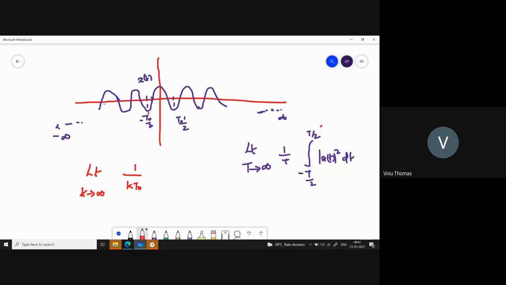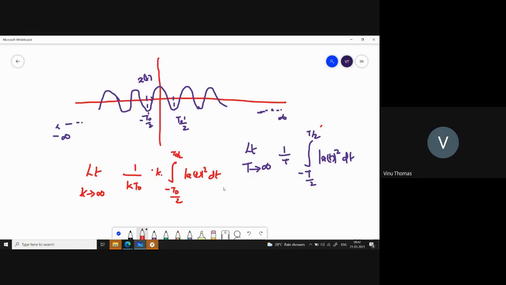So you are essentially looking at the area under the signal over several cycles. The area under the signal for 2 cycles would be twice the area under the signal for 1 cycle. So therefore I can take this as k times the integral over 1 cycle, minus t0 by 2 to plus t0 by 2, modulus of x of t whole square dt. So you have an expression here.